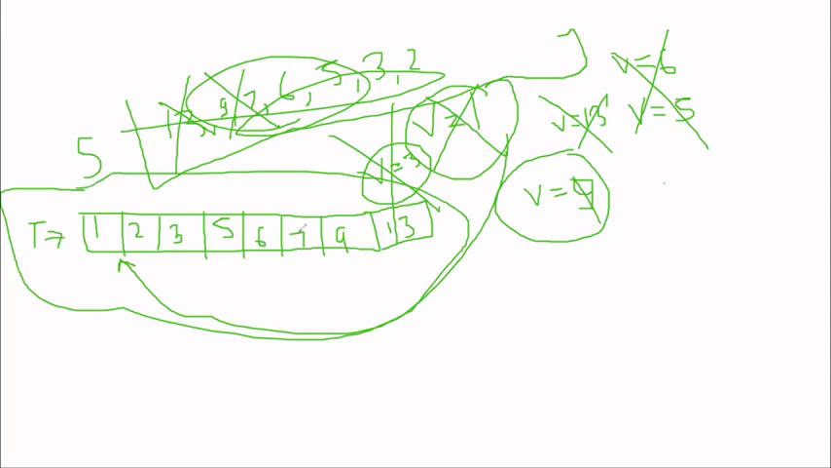1, 2, 3, 5, 6, 7, 9, 13. Okay, I hope you got the concept. If we pop the elements from this stack, we'll get 13, 9, 7, 6, 5, 3, 2, 1. But what we are seeing is that these elements are in descending order, not in ascending order.